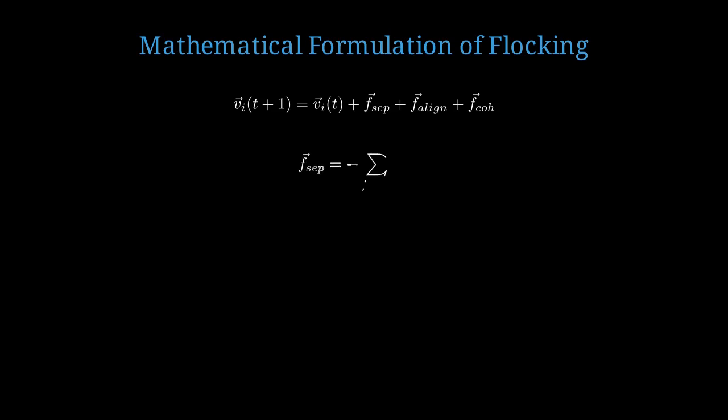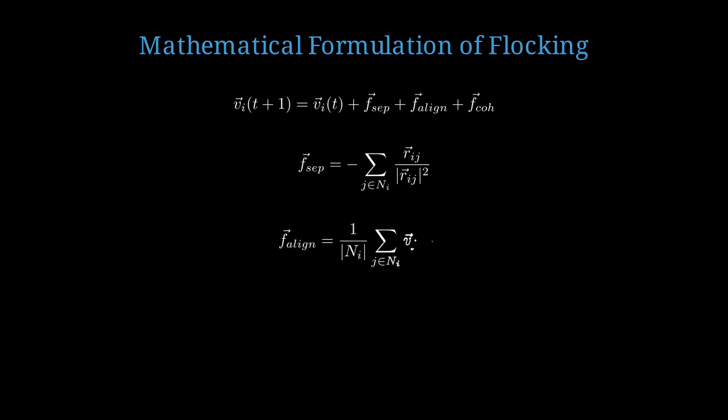Let's express these rules mathematically to understand the precise dynamics. The velocity of bird i at time t plus 1 equals its current velocity plus three force vectors, F_separation, F_alignment, and F_cohesion. The separation force is the negative sum over neighbors j in the neighborhood N_i of the position vector r_ij, divided by its magnitude squared. This repulsive force decreases with distance squared.